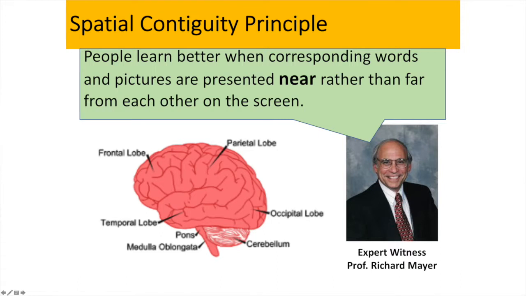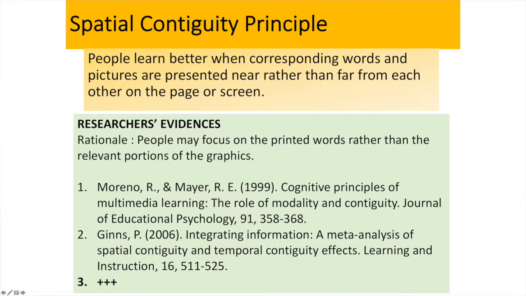Anyway, to back all these up, tens of thousands of experiments have been done all over the world, and benchmarking. So, some evidence by researchers. The rationale: people may focus on the printed words rather than the relevant portion of the graphic. There was just a simple illustration in one text, but if it's more complicated text, a diagram, they might not be able to mesh them. They might stay focused on another part altogether.